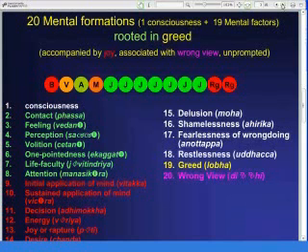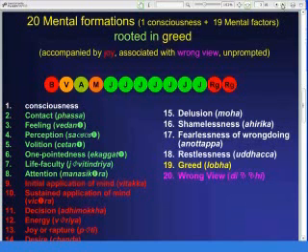accompanied by joy. If you eat with happiness, then it's accompanied by joy. But sometimes you may eat with equanimity, and associated with wrong view, unprompted, spontaneously. It means you enjoy your food spontaneously without inducement by others. Under such a situation, there are 20 mental formations. Number 1 is consciousness. We have studied 12 types of unwholesome consciousness. It is rooted in greed. So among these, one is the consciousness rooted in greed, accompanied by joy, associated with wrong view and unprompted.